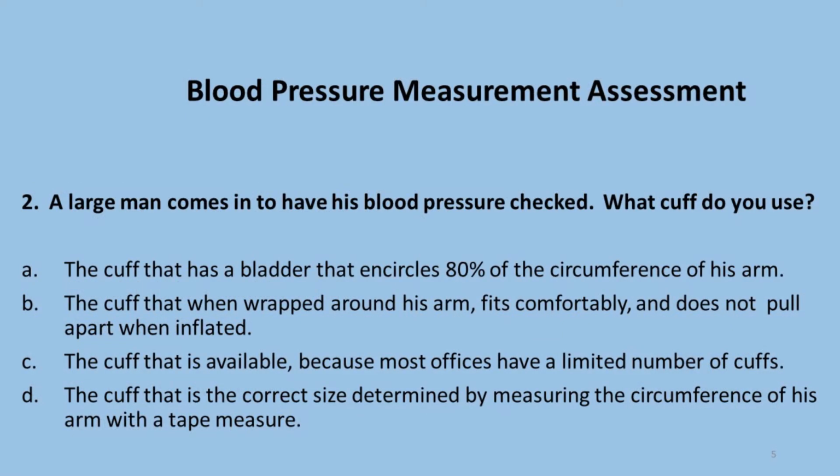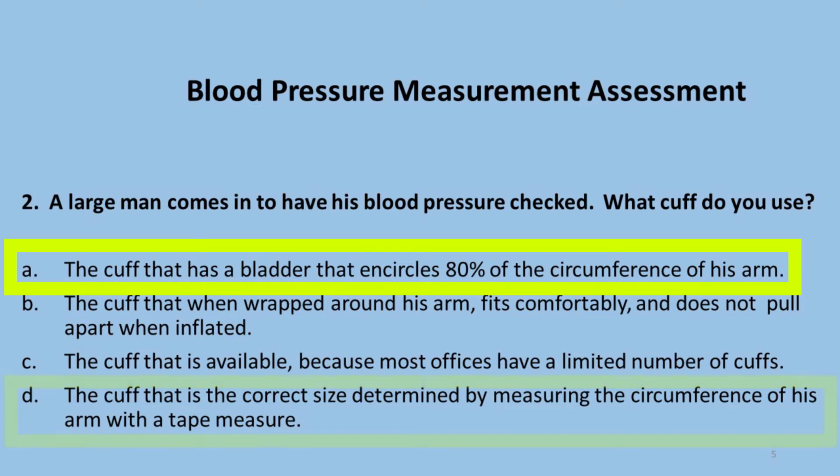Question 2. A large man comes in to have his blood pressure checked. What cuff do you use? This session will pause briefly so the answer can be considered. How did you answer? This question has 2 answers. A. The cuff that has a bladder that encircles 80% of the circumference of the arm, and D. The cuff that is the correct size determined by measuring the circumference of the arm with a tape measure.